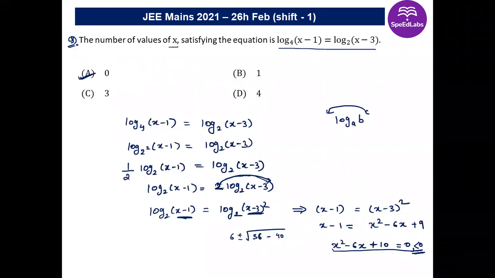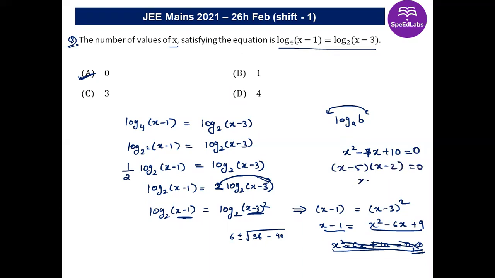Just a second. I think yes, here we have made a mistake. We have not taken this x on the left hand side, so it will become x square minus 7x plus 10 equals to 0. So here we are getting two values. We are getting the factors as x minus 5 into x minus 2 equals to 0. So this will give you the values of x as 2 and 5. Right.